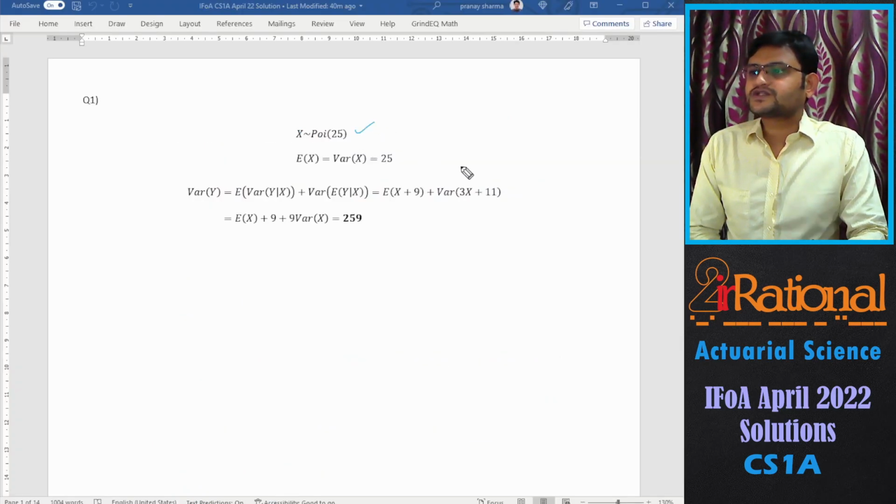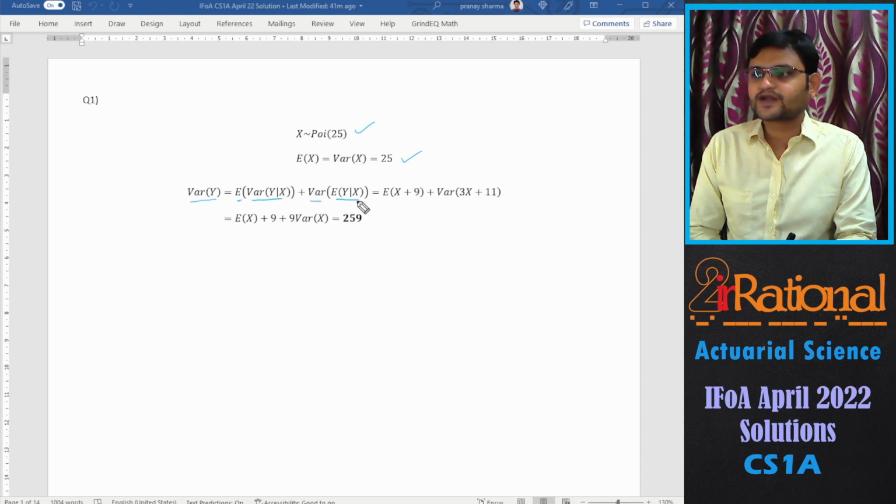So we'll say our X follows Poisson 25, expected value and variance would be the same, that is 25. And we'll have our variance of Y, that is our unconditional variance of Y formula: expected value of variance of Y given X plus variance of expected value of Y given X, that gives us this. And this would be expected value of X plus 9, and here the constant added or subtracted does not make any difference, and whatever constant was multiplied will be squared. So the value we get is 259.